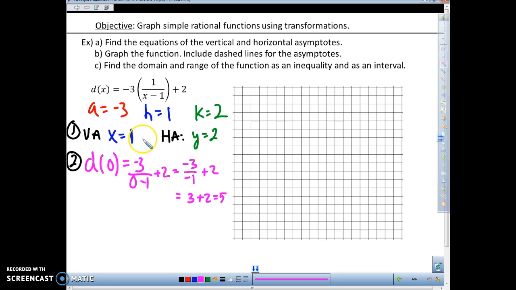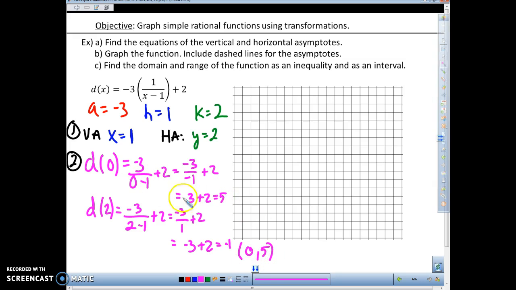My other point I'm going to pick is 1 to the right of my vertical asymptote, which is 2, and that is d of 2. So plugging this in, I get -3 over 2, which I plugged in for x, minus 1 plus 2. This simplifies to -3 over 1 plus 2, which is -3 plus 2, giving me -1. So now that I've evaluated the function d of x at 0 and 2, I have 2 points, and these 2 points are (0, 5) and (2, -1).